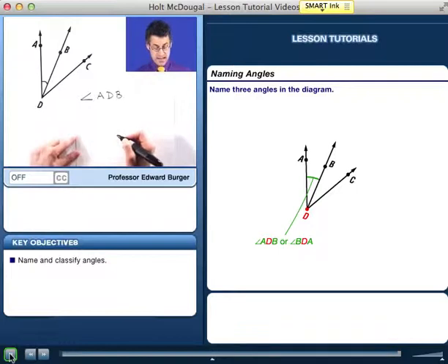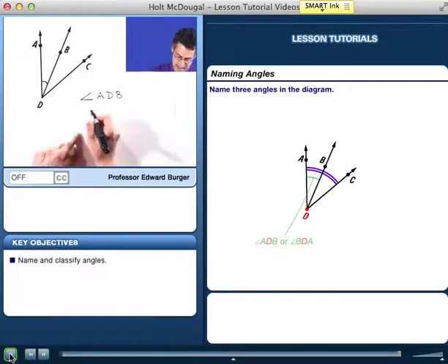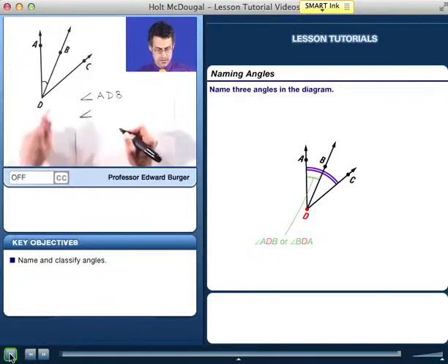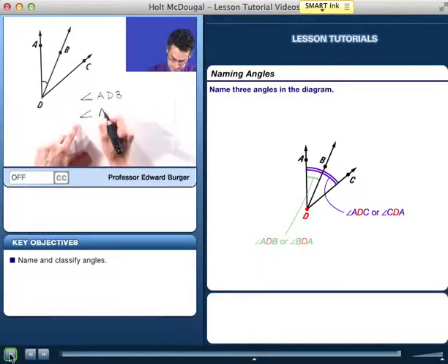Can I see another different angle? Well, sure. I could see an angle that looks like this. Here, here. How would I write that one? Well, I'd write that one as the angle symbol, telling me this is an angle, ADC. Notice the D has to be the center letter.